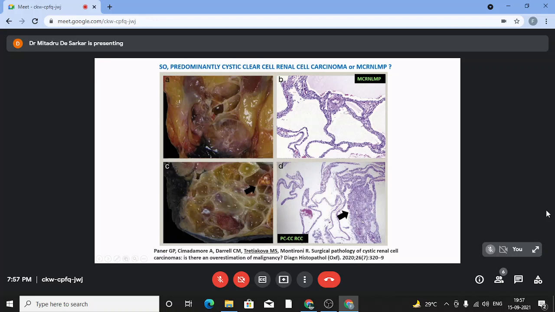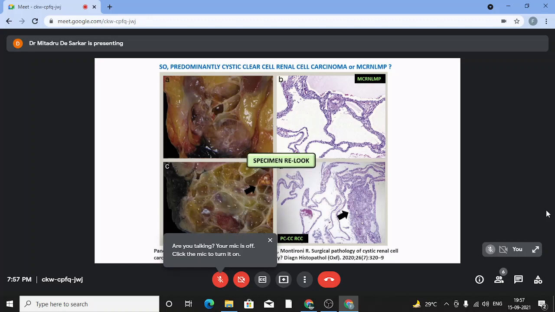So the advice I would suggest to the first years is, in such a case, before hair splitting a lot about whether it's MCRNLMP or predominantly cystic clear cell RCC, go back to your grossing table and take out the specimen. Maybe it was done in a hurry, maybe the sections were not thin enough, and if you diligently section it well enough, maybe you will come across this solid nodule sitting over here, and in that case your diagnosis is pretty simple.